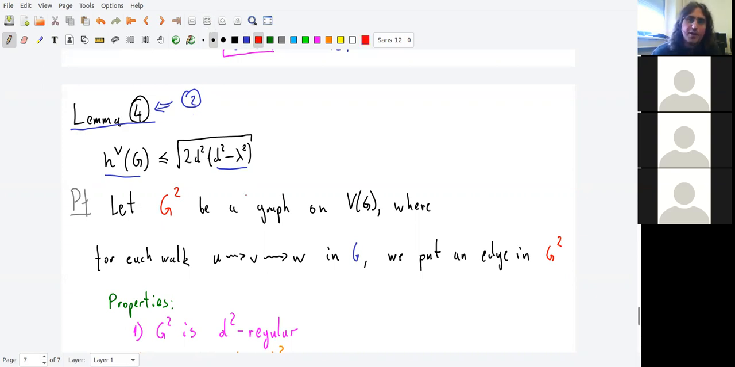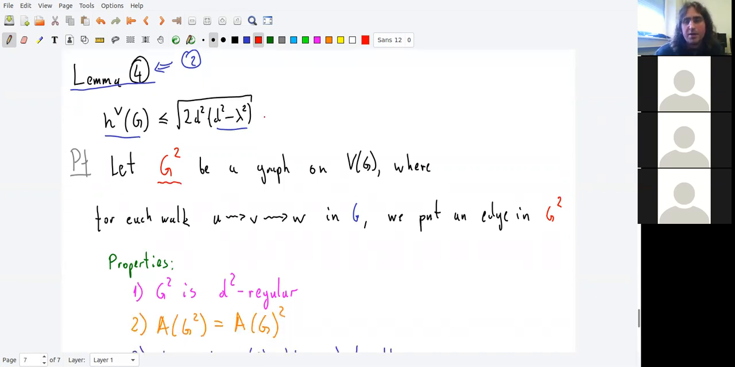The idea is that instead of looking at the graph G, we will be looking at the graph G square. What is the graph G square? We take the graph G, and for every walk of length 2, say from a vertex U to a vertex V to a vertex W, that is there in graph G, we put an edge UW in G square. So maybe some example: if my graph G is, say, a path on 3 vertices, what will be G square?